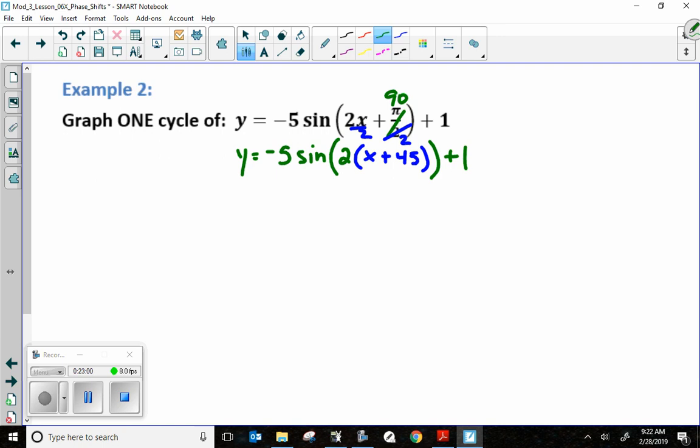Let's do the amplitude, the frequency, the period, and any of our shifts, up or down, left or right. My amplitude is 5.